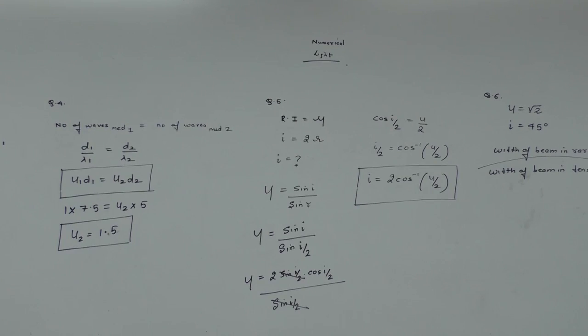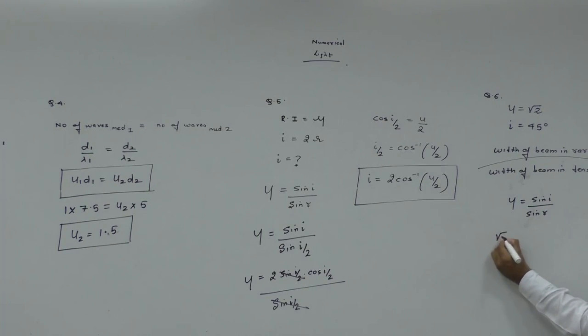Can anyone tell me the formula of width of beam in rarer medium to width of beam in denser medium? Cos I upon cos R. First lecture. Width of beam in rarer medium to width of beam in denser medium is what बच्चा? Cos I by cos R. ये याद होना चाहिए आपको. Refer synopsis please. So indirectly you need to calculate cos I by cos R. ठीक है. So how to find I तो पता ही है. R ढूंढना है आपको. So R कैसे ढूंढेंगे? Can I say mu is equal to sin I by sin R?